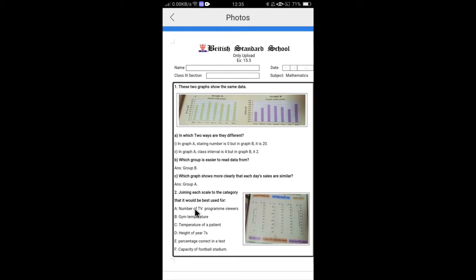Let's talk about question number 2. Join each scale to the category that it could best be used for. Let's check which scales they have given. First, they have written numbers in millions: 20 million, 15 million, 10 million, 5 million, 0 million. Another one has numbers up to 20. Another is a decimal scale, where 2.0 is the highest number. 0 to 100 means percentage, so you can get it automatically. And the number of thousands means 100,000, 90,000, 50,000.